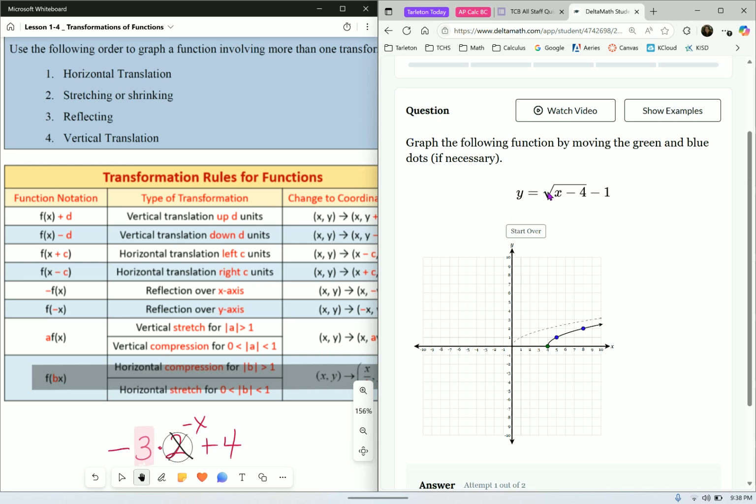Stretch shrink, nothing. There's no coefficient. Reflecting, there are no negatives. Vertical translation, yes, there is. A number dangling on the outside, down 1.